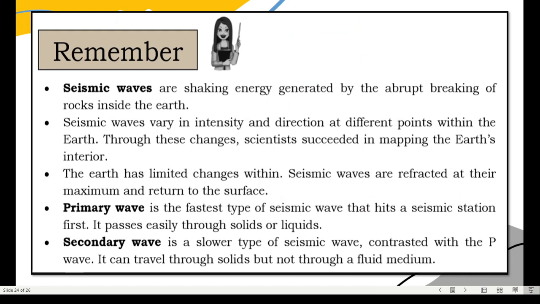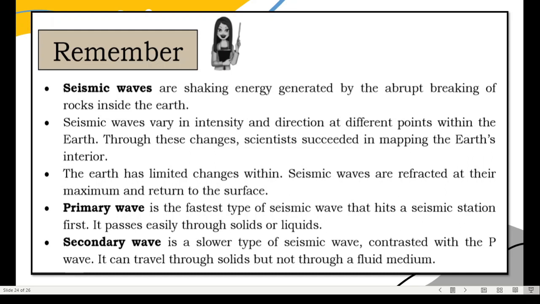So, do not forget that seismic waves are shaking energy generated by the abrupt breaking of rocks inside the earth. Abrupt means mabilisan. And seismic waves also vary in intensity. Yun yung damaging effect sa infrastructure and lives of people. And also vary in direction at different points within the earth. So, nakita natin yun kanina, no? Nagtatravel yung seismic waves depende kung solid, liquid, or gas siya. Nag-iiba din ang direction and speed. So, through these changes, scientists succeeded in mapping the Earth's interior.